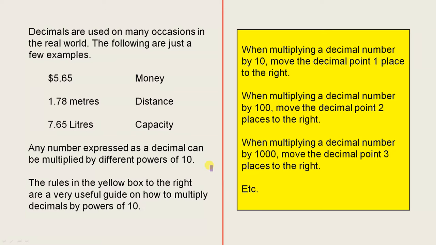Any number expressed as a decimal can be multiplied by different powers of 10. The rules in the yellow box to the right are a very useful guide on how to multiply decimals by powers of 10. When multiplying a decimal by 10, move the decimal point one place to the right. When multiplying a decimal by 100, move the decimal point two places to the right. When multiplying a decimal by 1000, move the decimal point three places to the right, etc.